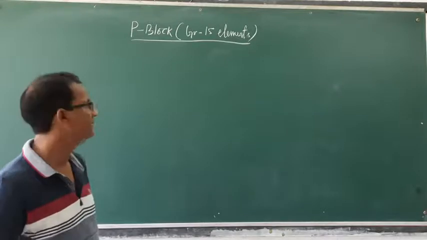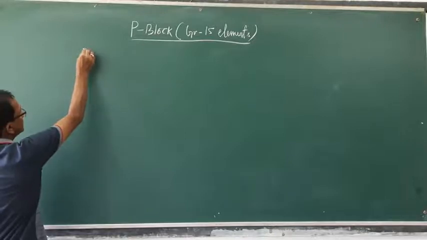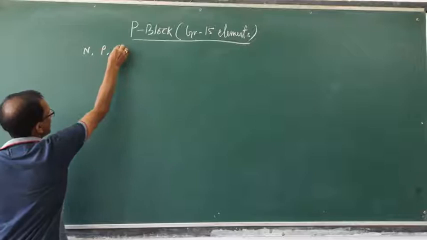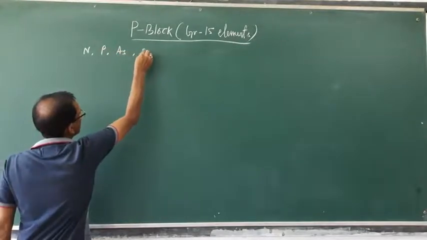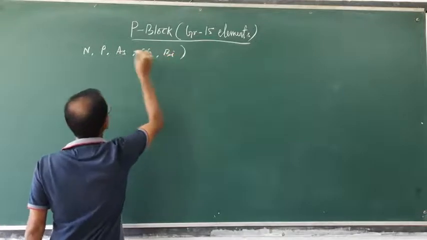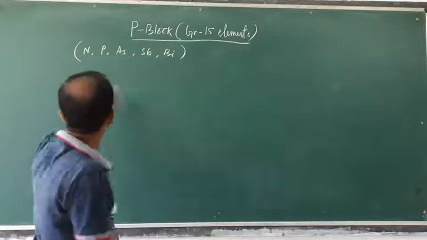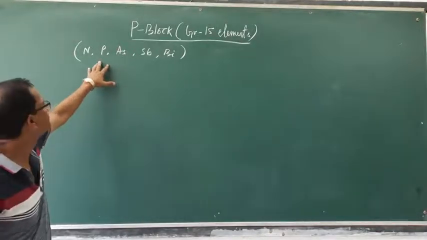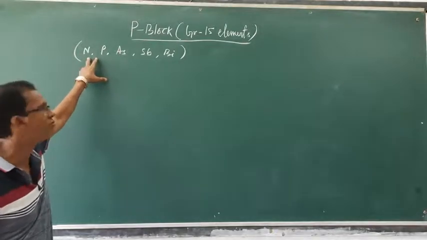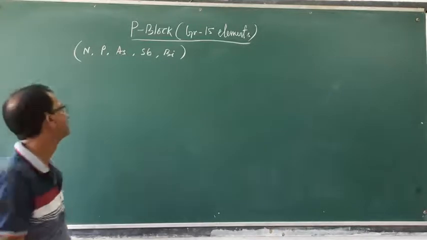In group 15, the elements are nitrogen, phosphorus, arsenic, antimony and bismuth. These are the group 15 elements called the nitrogen family, because the first member is nitrogen, that's why it is called the nitrogen family. These are all the group members of group 15.